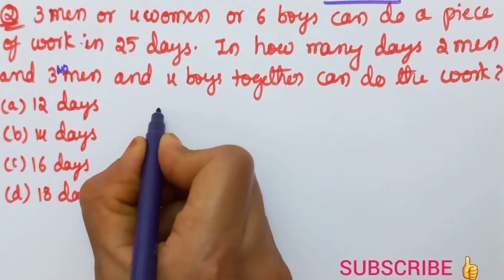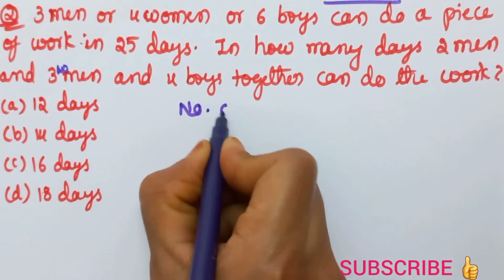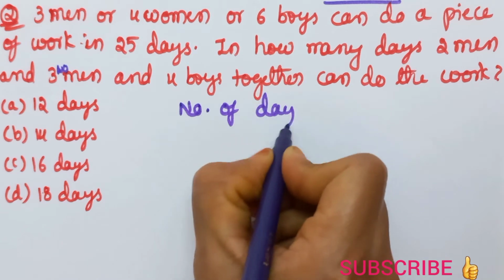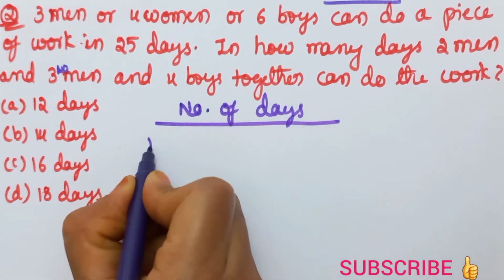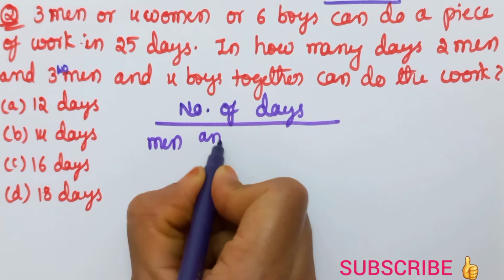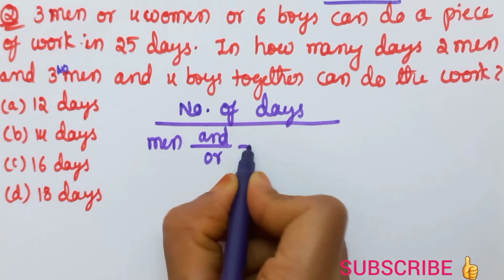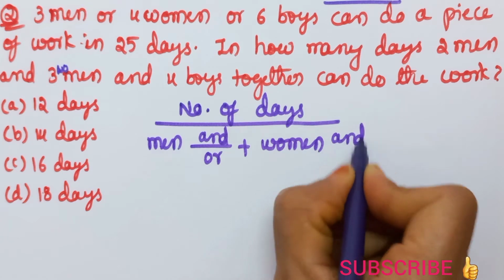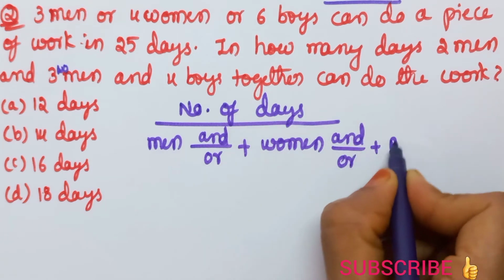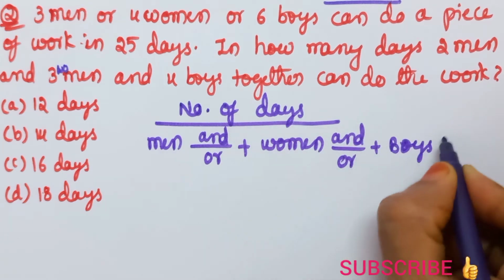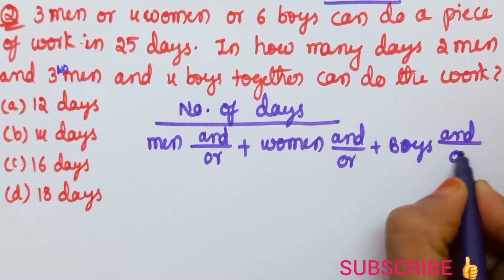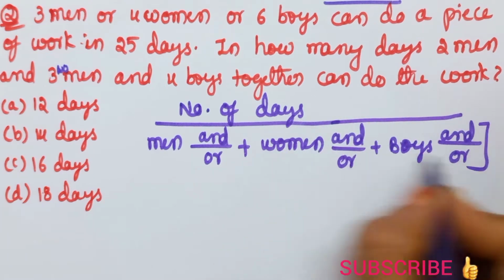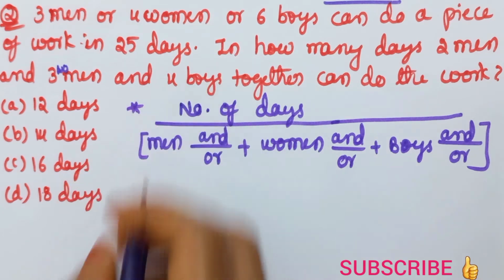So the shortcut here is the number of days divided by (men and by R) plus (women and by R) plus (boys and by R). That means this is the shortcut we have to use for this problem.